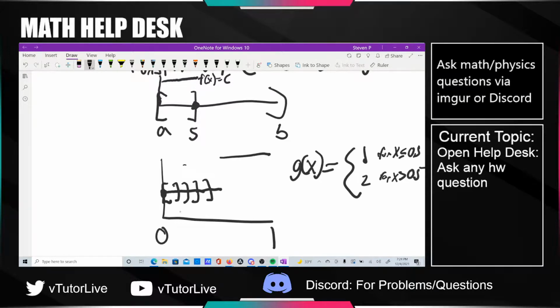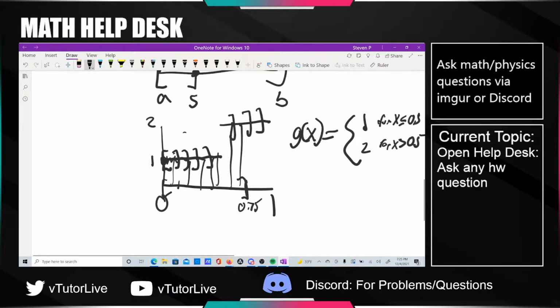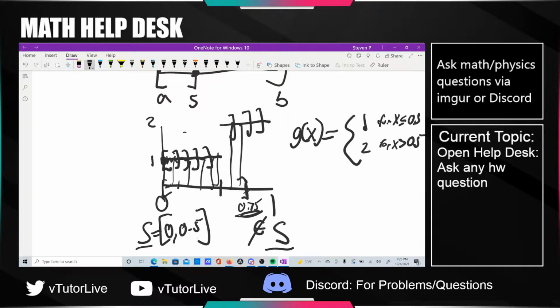So every single one of these values here is a valid S value, because the entire left-right interval maps to a constant value, in particular, value 1. But once you start getting over here, it's no longer the case. If you have something like 0.75, the interval from 0 to 0.75 starts to map to 1, 1, 1, 1, 1, but then you cross over and it starts mapping to 2, so it's no longer constant. So you don't have every single thing inside this interval mapping to the same height. So 0.75 is not an element of capital S, but everything else is. So capital S looks like 0 to 0.5 for this particular toy example. Hopefully that's not too crazy.